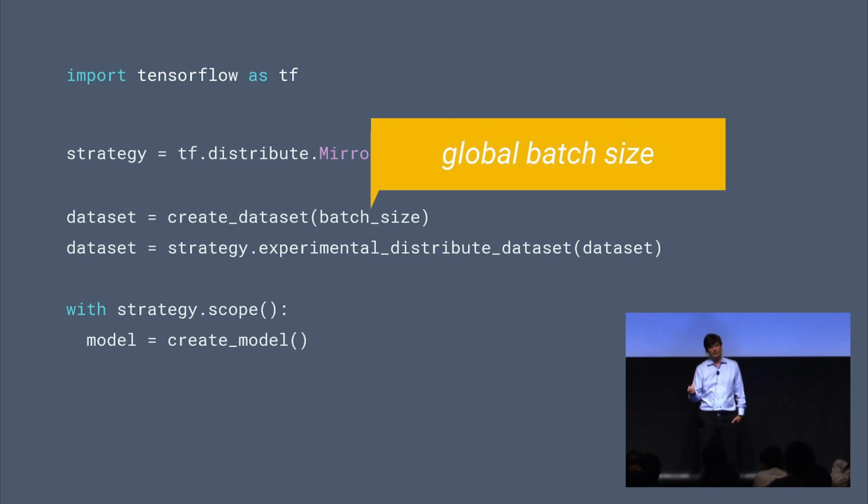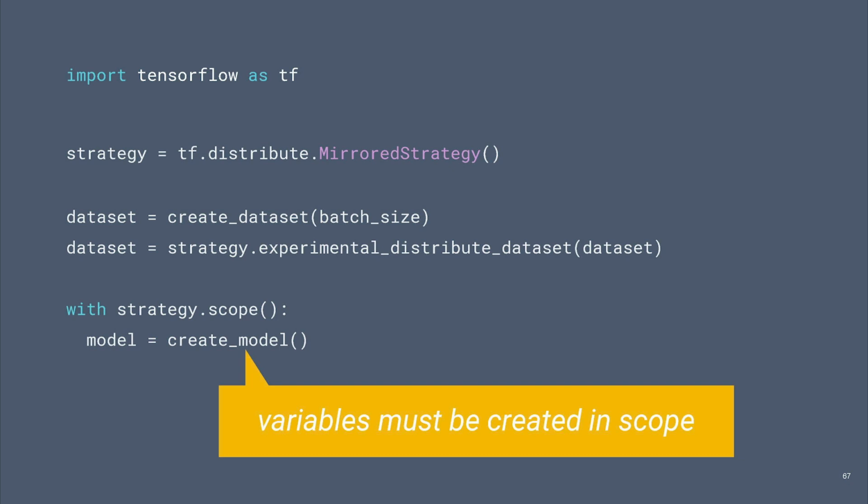And it's going to be the responsibility of the distribution strategy API to actually divide this global batch size into per replica batch sizes. And this is done through the experimental distributed dataset invocation, which wraps the quote-unquote sequential dataset in what's called a distributed dataset. But as far as the custom training loop is concerned, there is no difference between the two. And your model, similar to the Keras API usage, should be created under the strategy scope, which means that all the variables must be created under this scope so that they're properly mirrored across the different replicas.